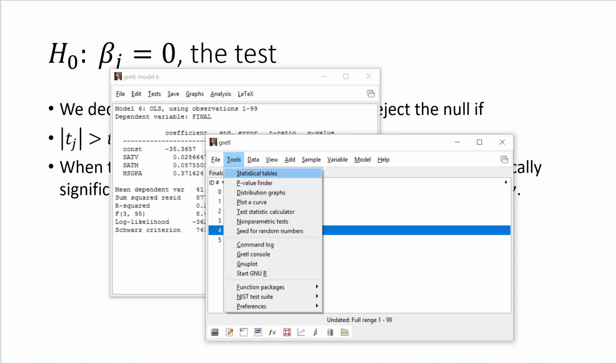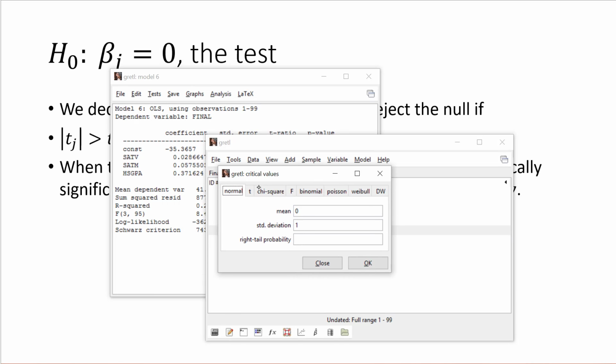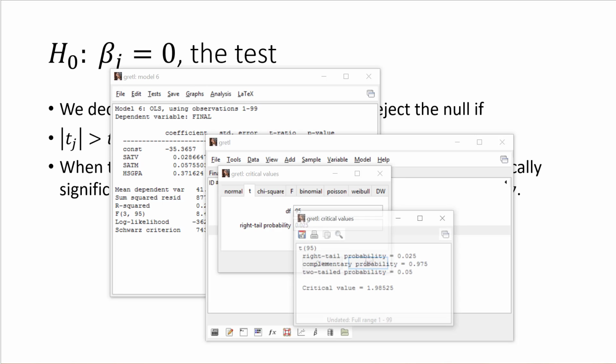Here, tools, statistic tables, t-distribution, the degrees of freedom. Well, we have n is 99, k is 4, just count the number of rows here. So we have 95 degrees of freedom, and this wants just the right tail probability. And the right tail probability is the same as the left tail probability, half of the total probability. So 0.025, alpha divided by 2.